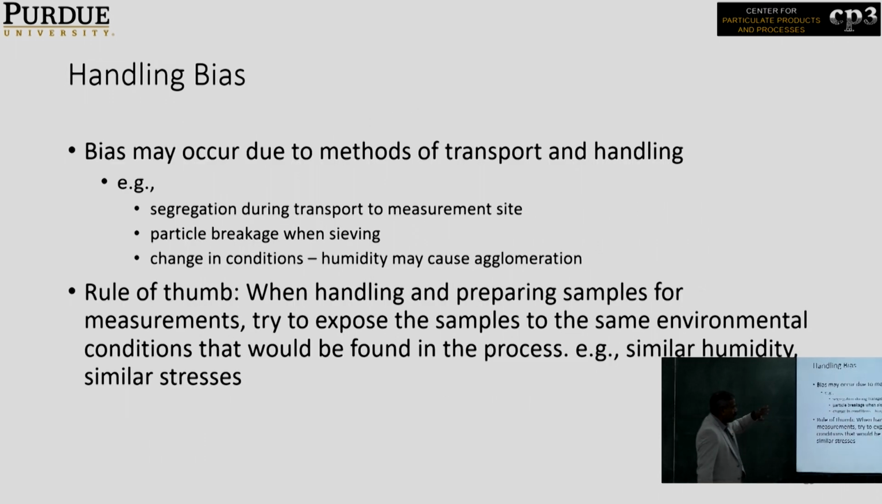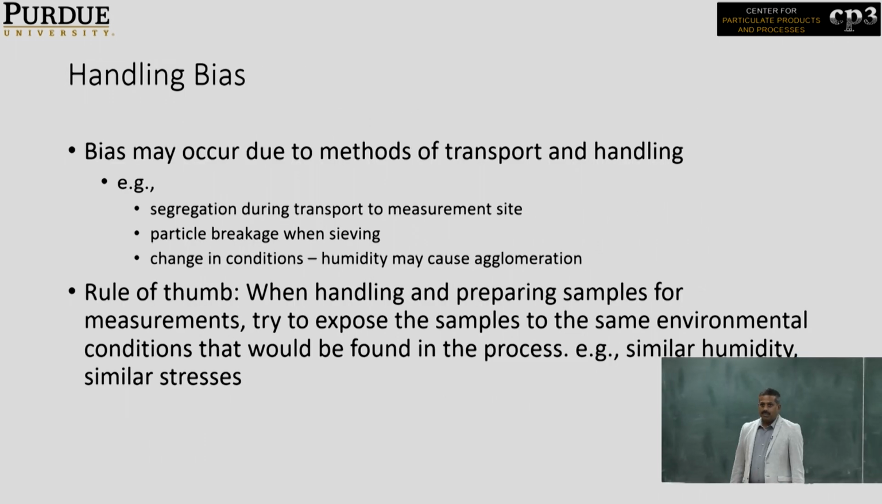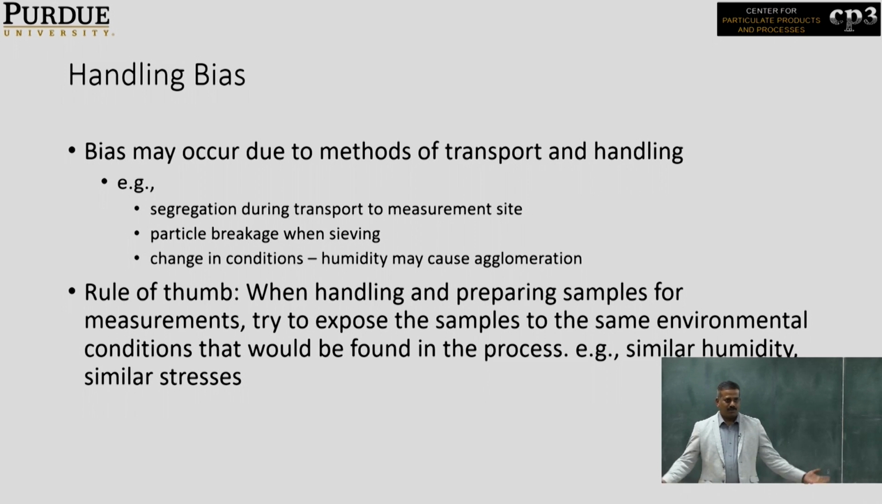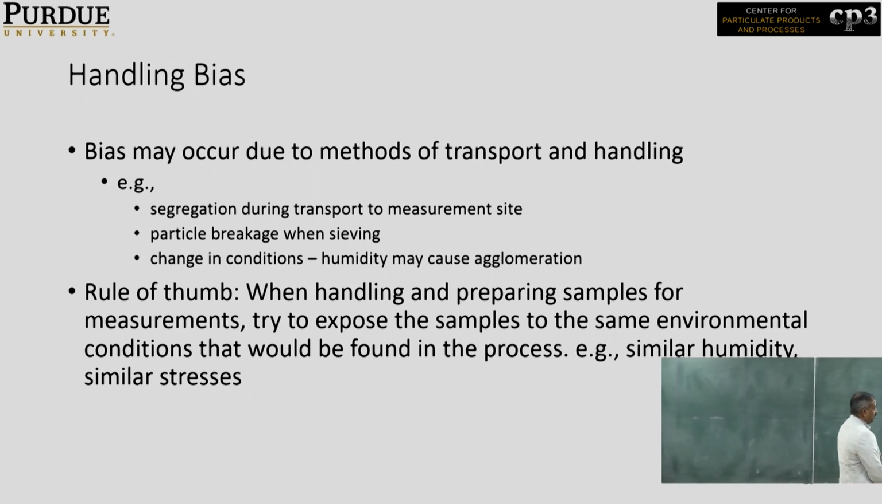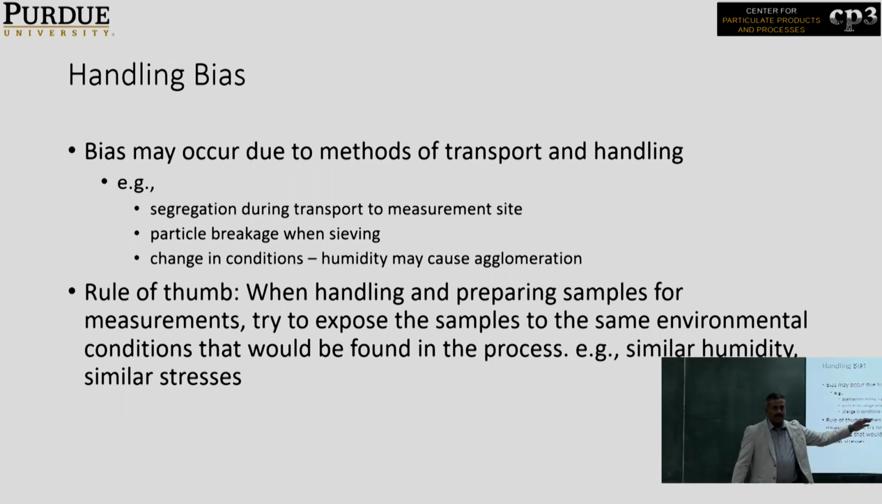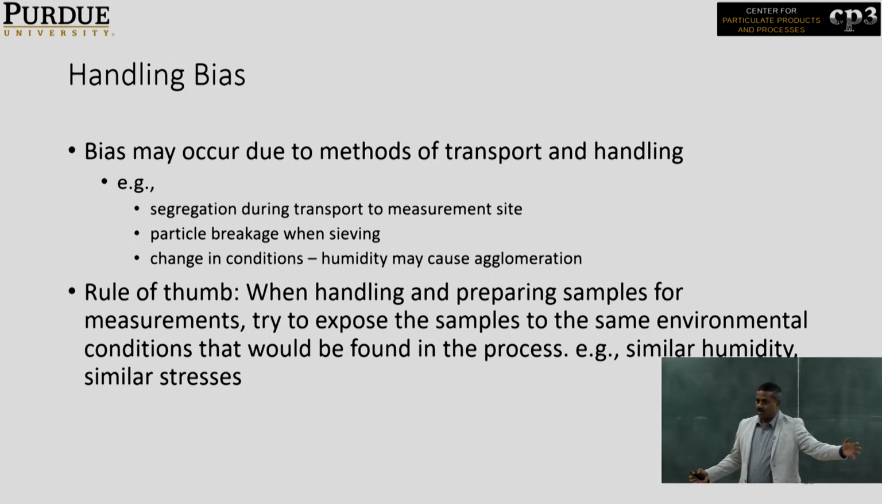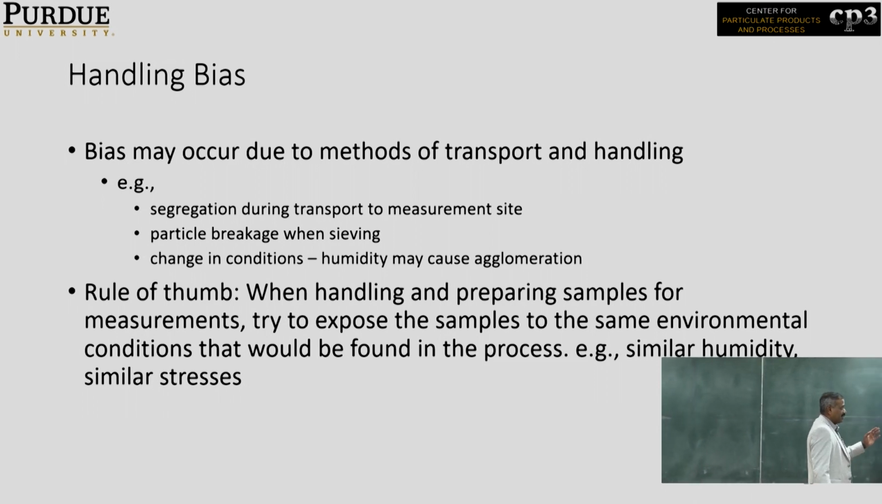Okay, and again, handling bias. So you take a sample, right? So you will have to analyze them, right? So you take a sample, you have to transport it to your lab or to any facility, right? So during handling, there could be some bias, like it could segregate, right? So as you said, you are producing tons of wheat flour, you are collecting 1 kilogram and then bringing it to your lab here, okay? So while handling, there could be some segregation of material, right? So within that 1 kilogram, or particle breaking, change in condition.